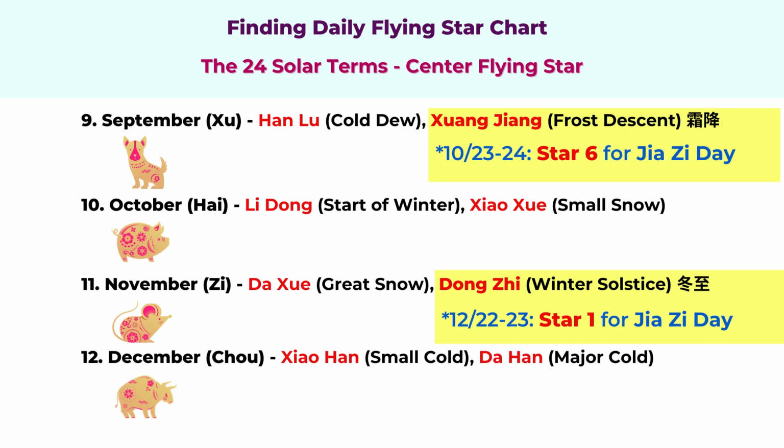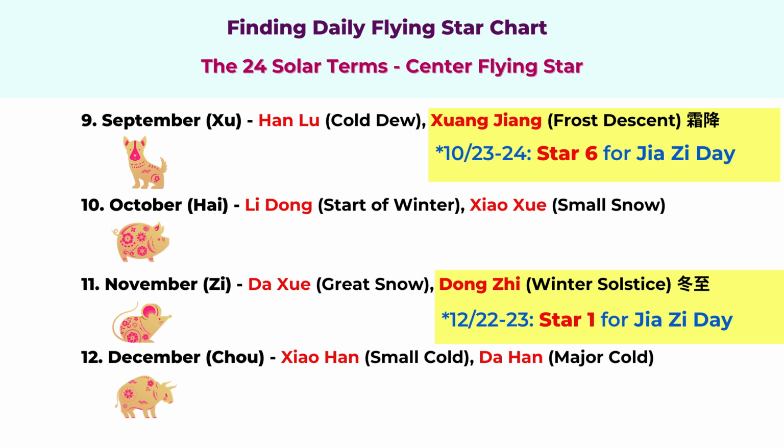And the last one is Shuangjiang, the frost descent. That's October 23rd or 24th. And the star is number 6 for the center star of the Jiazi day. That's near the Shuangjiang day. So that's how we find the daily flying star.